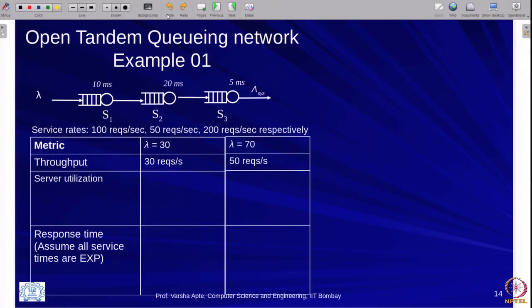So now let us see all these metrics for lambda equal to 70. Remember, again it is 100 requests per second for S1, 50 requests per second for S2, and 200 requests per second for S3, these are the service rates. So compare 70 with 100, 70 with 50. If you compare 70 with 100, 70 is less, so the throughput of this server is going to be 70, but 70 is coming to the server S2 whose service rate is 50 requests per second, so its output is only going to be 50.